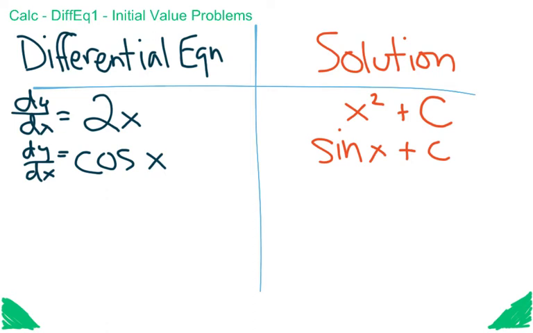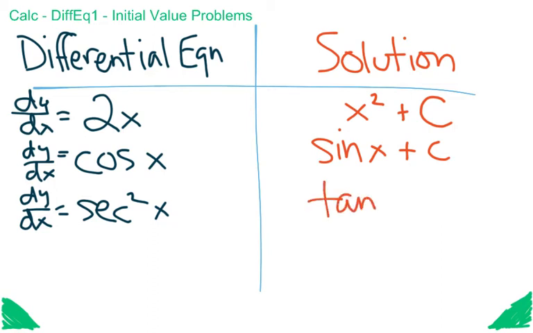Well, let's say we had something like secant squared x, and you kind of get the drift here. Where I'm going with this is that I'm just writing down all of the derivatives that come to my mind on the left side here, and we find out what the antiderivative is on the right, which is the solution. So you should remember this one, tangent x plus c.